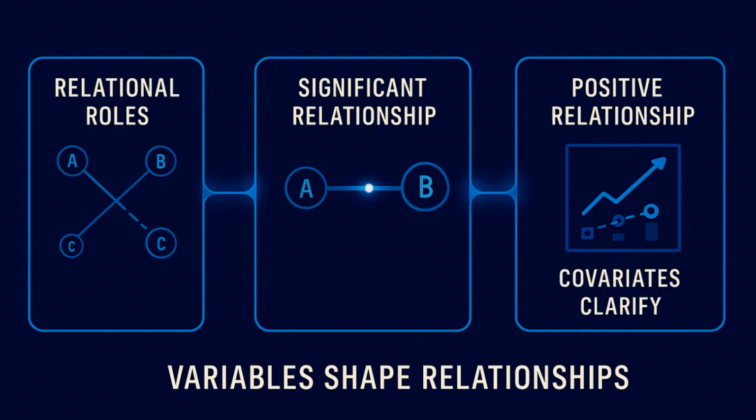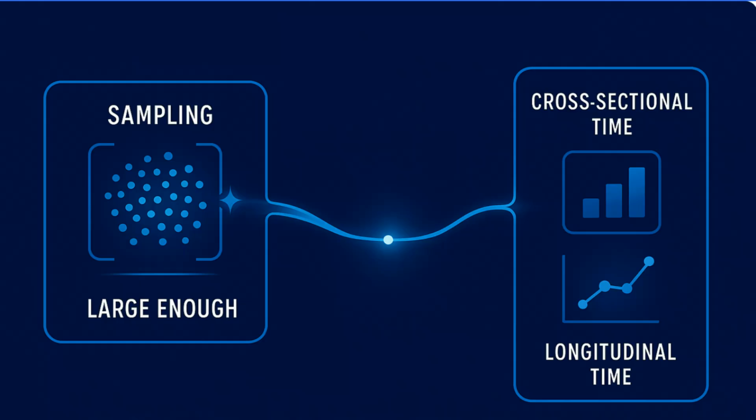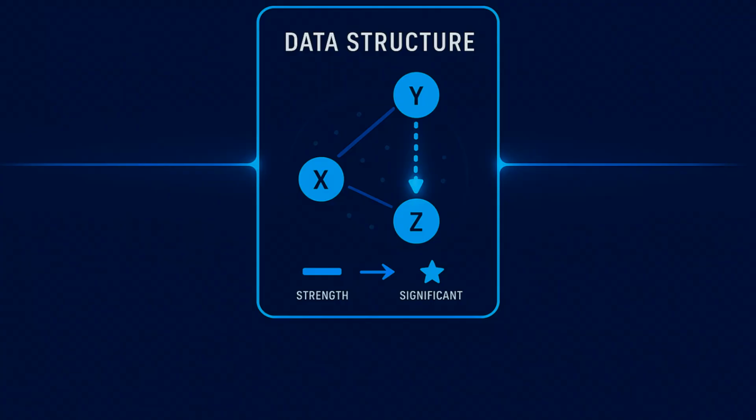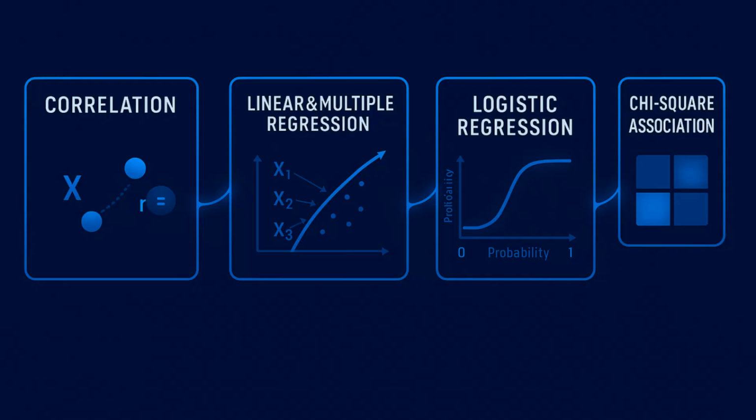Variables take on relational roles. One may have a statistically significant relationship, one may respond in a positive relationship, and covariates may help clarify the relationship. Sampling must be large enough to reveal stable patterns, and time may be cross-sectional or longitudinal depending on the question. The data structure expresses the strength, direction, and significance of relationships. Analyses that fit this design include correlation coefficients for simple relationships, linear or multiple regression when predictors influence an outcome, logistic regression when the outcome is categorical, and chi-square analysis when the relationship involves categorical variables, and the question concerns association rather than prediction.